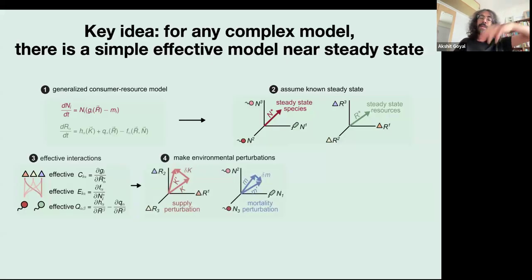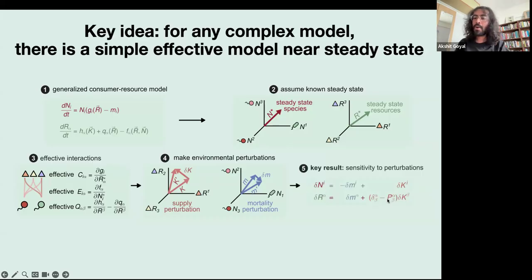But the idea here again is that you can make environmental perturbations. You can go from some supply vector k to some supply vector k prime and really ask, if I change this supply by some delta k, and I change the mortality by some delta M, what are the changes to my species abundances and resource abundances? And it turns out exactly the same formulas that I wrote down in the previous slides work out in this case because you're near some steady state and there are these effective interactions.